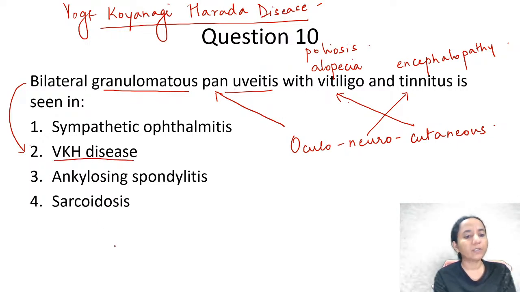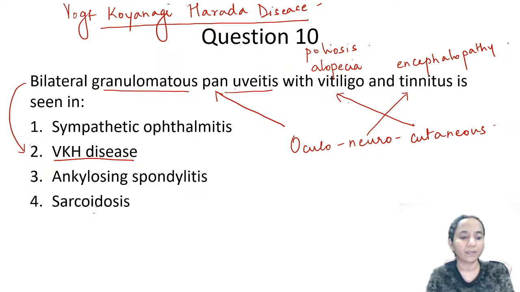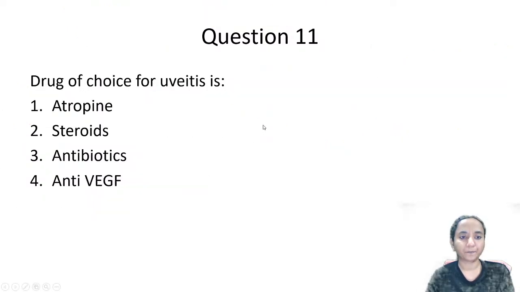Now, sarcoidosis also presents with panuveitis, that is correct, but it doesn't present with the other signs that we have mentioned here. So you are correct that granulomatous panuveitis is also seen in sarcoidosis, but it doesn't present with the other features. Okay, let's go to the next question.